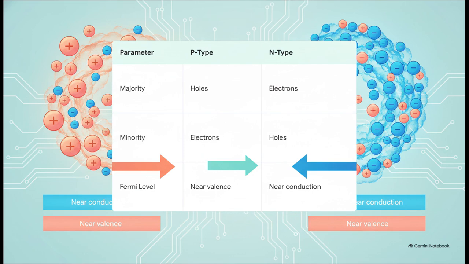In a P-type material, holes are the majority carriers and electrons are the minority. But in an N-type material, it flips entirely. Electrons are the majority, and holes become the minority. They are perfect complementary opposites.